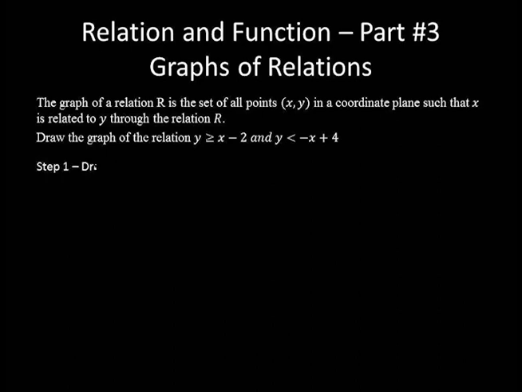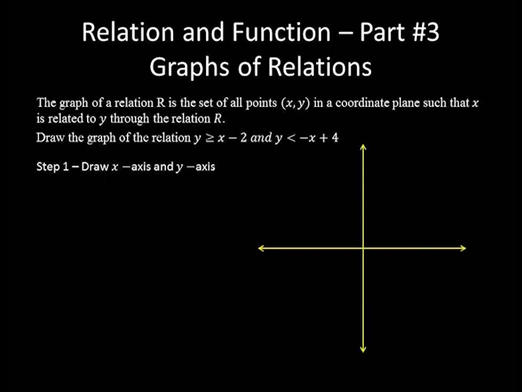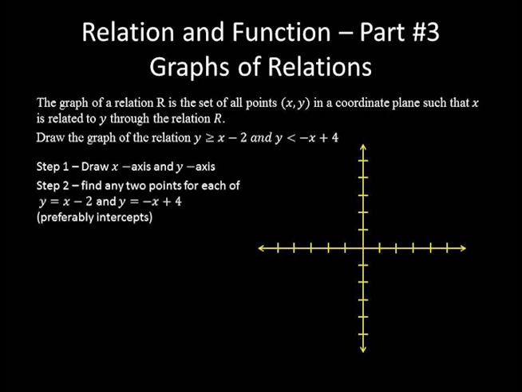The first step is just to draw the x-axis and y-axis. The x-axis is this left to right arrow, and the y-axis is this up and down arrow. Then let's divide both the x-axis and y-axis into equal intervals. Step 2. Find any 2 points for each of y equal to x minus 2 and y equal to minus x plus 4. To form these equations, we just replace the greater than or equal to sign in the first inequality by an equality sign, and the less than sign in the second inequality by an equality sign.